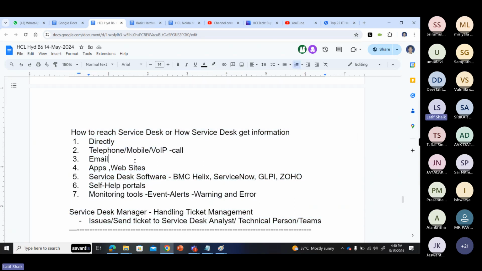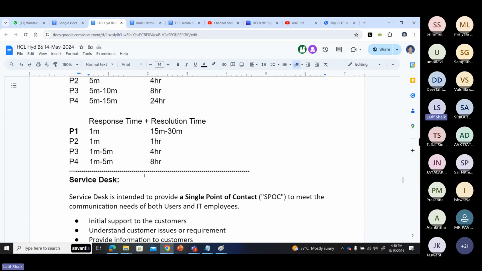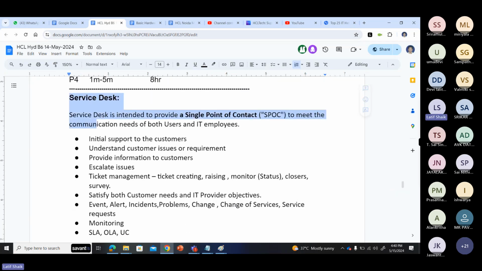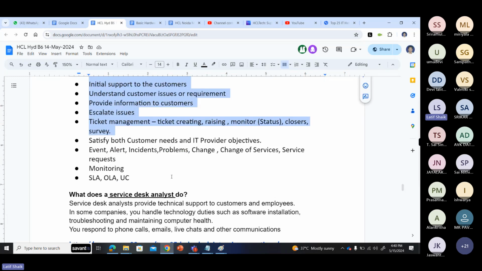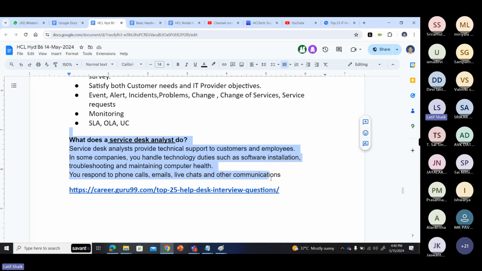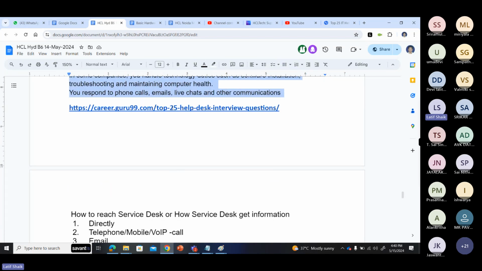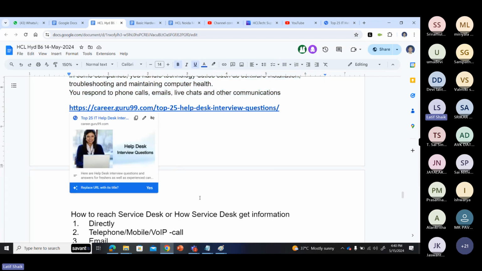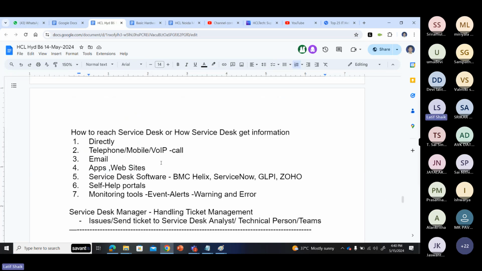How do you reach the service desk? Up to here, understand, guys, what the service desk is and what the service desk will do: support a customer, understand customer issues, provide information and resolve customer issues. What the service desk analyst will do, and the top 25 questions related to the help desk. Also find out the difference between service desk and help desk.